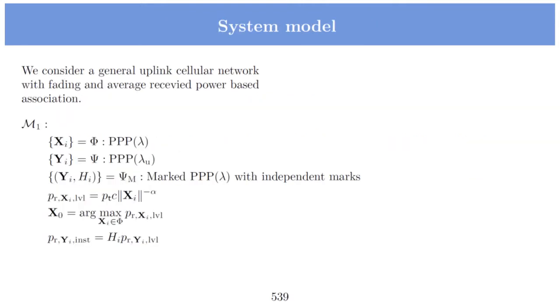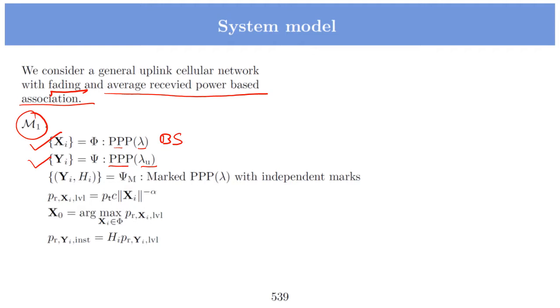So now we will describe the system model for uplink. We will assume Rayleigh fading, and we will take the receive power based association. So there is a cellular network. The locations of the base stations are Xi's. The locations of UEs are Yi, which is a PPP with density lambda U, and the base station process is a PPP with density lambda.